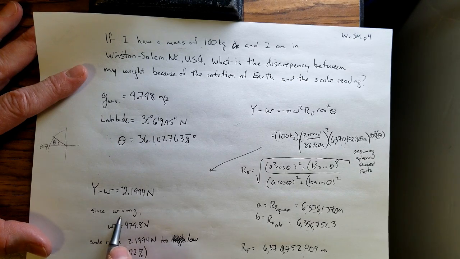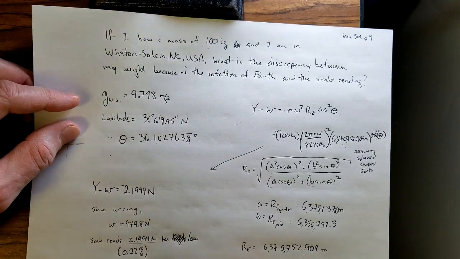And so since my weight is mass times acceleration due to gravity, my weight is 979.8 newtons. And so the scale is reading a little over 2 newtons too low, or about 0.22% off. Now let's add a little bit more reality.